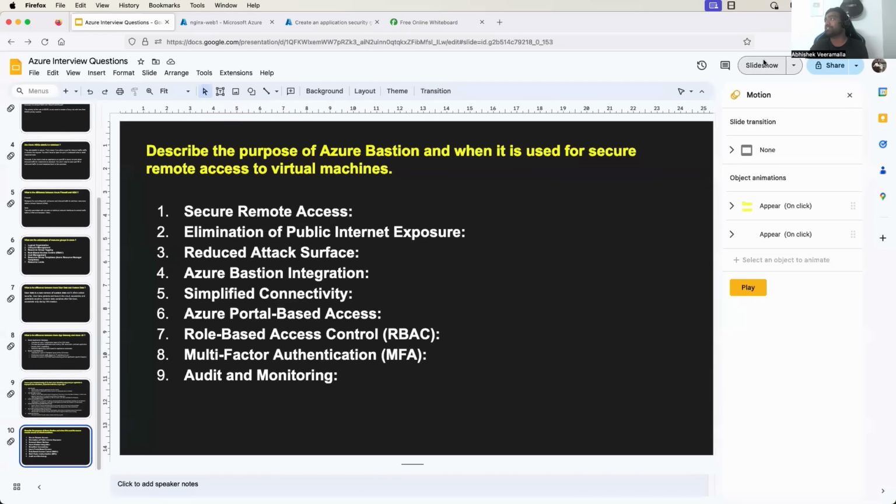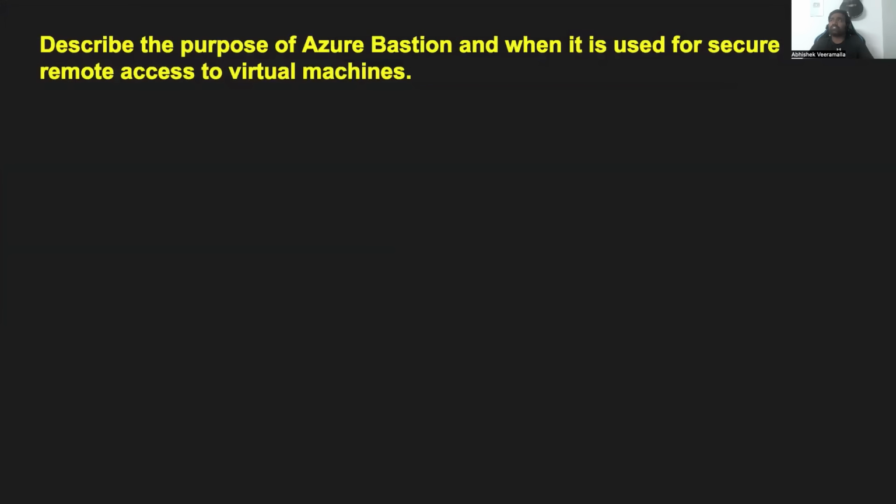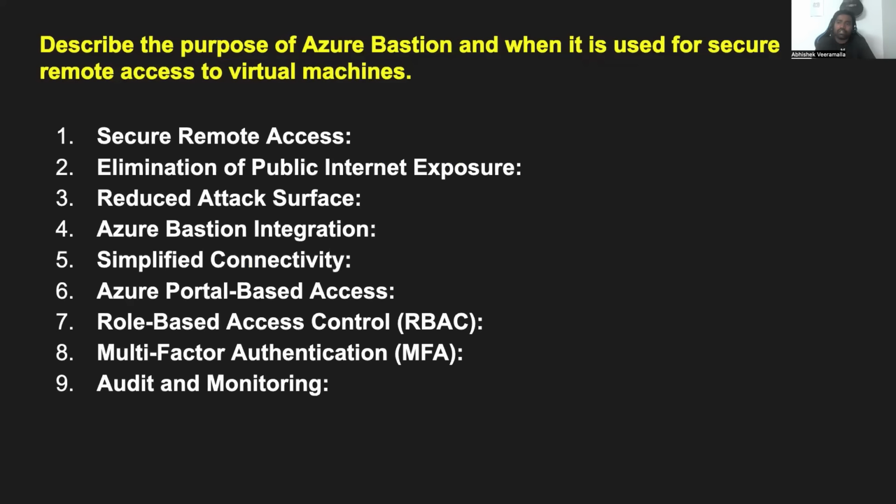Okay, we have the last question. What is the purpose of Azure Bastion and what are the advantages of it? This question can be asked in different ways. One is what I just explained: how do you connect to a private instance, the application that does not have a public IP address? One way is we use the Bastion. The interviewer might ask the question in that way also.